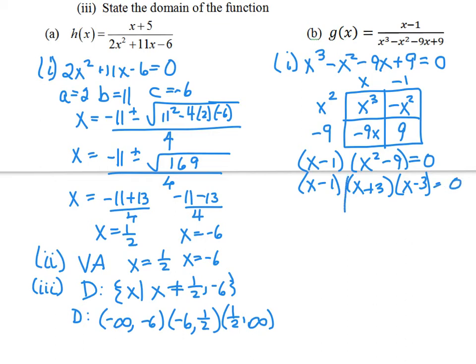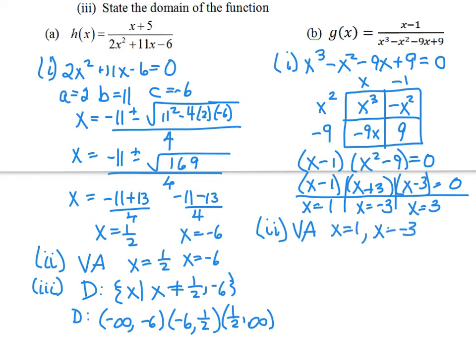Setting all three factors equal to 0, I see that I have three places where this function will be undefined: x is equal to 1, x is equal to negative 3, and x is equal to 3. So in part 2, those are going to be my vertical asymptotes: x equals 1, x equals negative 3, x equals positive 3. And of course then that means that my domain is going to be the set of all x such that x cannot equal 1, 3, or negative 3.